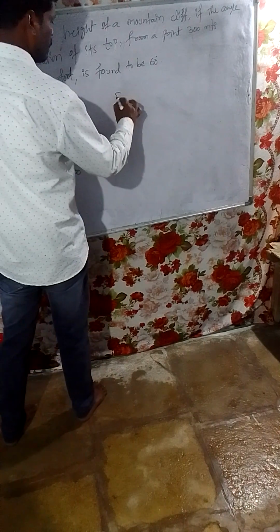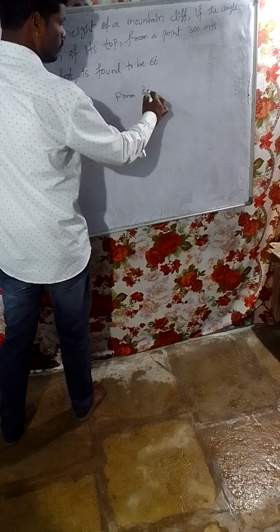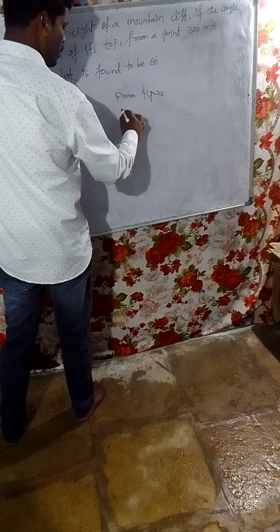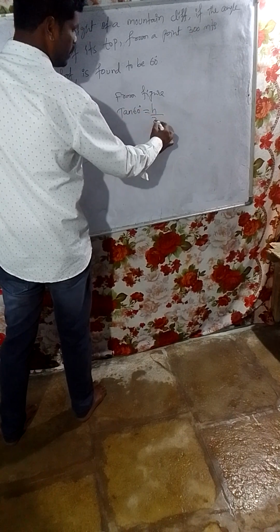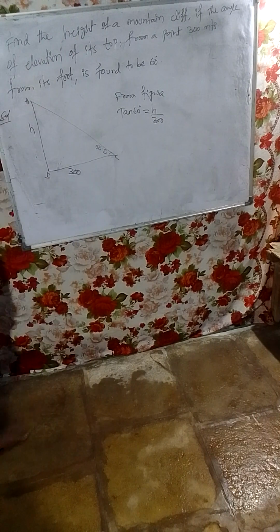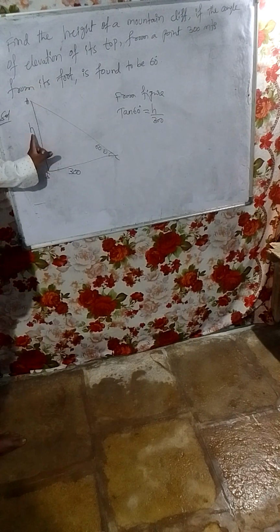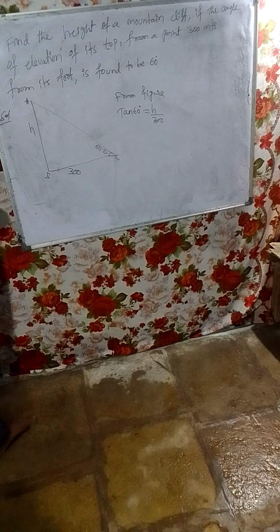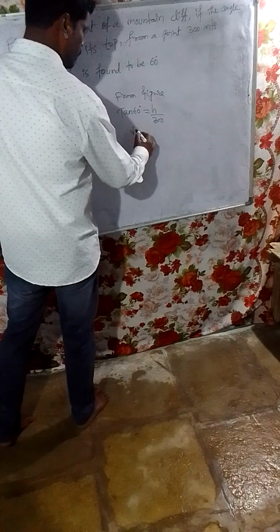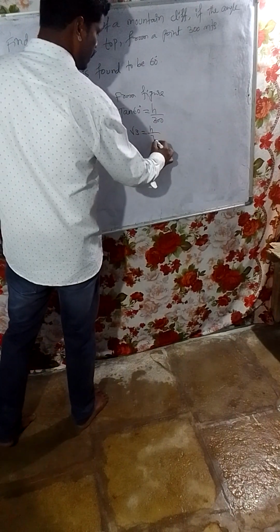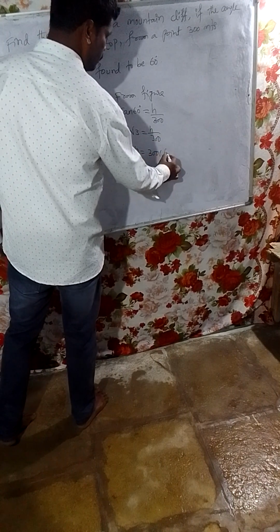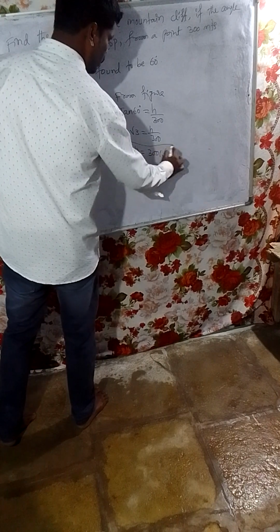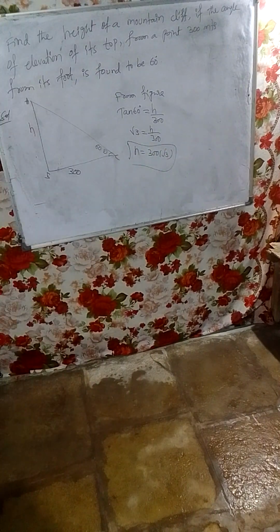See, from the figure, tan 60 is h by 300. Because the opposite and adjacent are given, tan 60 is root 3, then h by 300, then h equal to 300 into root 3. This is the h value. If you multiply 300 into root 3, we get the final answer.